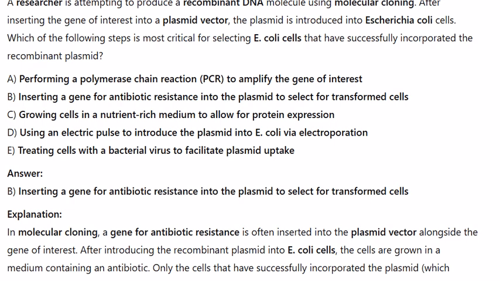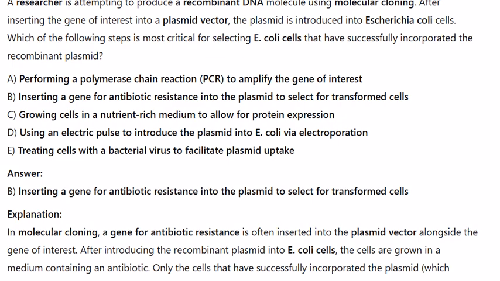A. Performing a polymerase chain reaction, PCR, to amplify the gene of interest. B. Inserting a gene for antibiotic resistance into the plasmid to select for transformed cells. C. Growing cells in a nutrient-rich medium to allow for protein expression. D. Using an electric pulse to introduce the plasmid into E. coli via electroporation. E. Treating cells with a bacterial virus to facilitate plasmid uptake. Answer: B. Inserting a gene for antibiotic resistance into the plasmid to select for transformed cells.